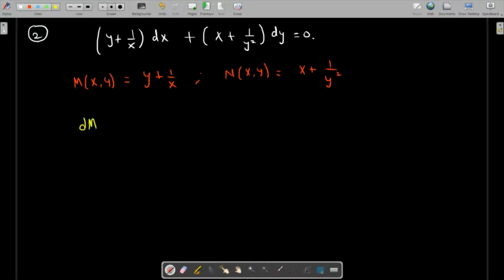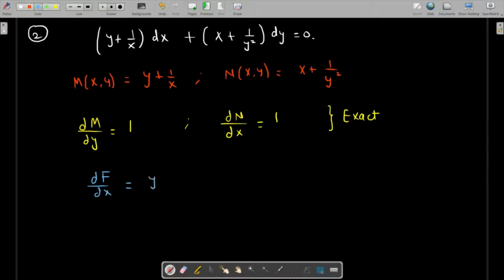So we're going to differentiate M with respect to y first to see whether this is exact or not. So differentiation of M with respect to y is 1 because x would be treated as a constant, and likewise the differentiation of N with respect to x is also 1 because y would be treated as a constant. Since both are equal, this means that the given equation is an exact differential equation. Now we are going to find a function f such that df over dx is equal to y plus 1 over x, and df over dy is equal to x plus 1 over y square.